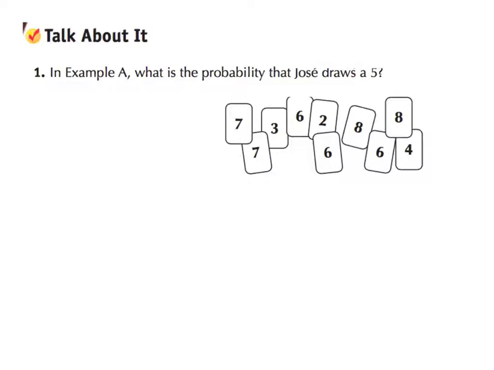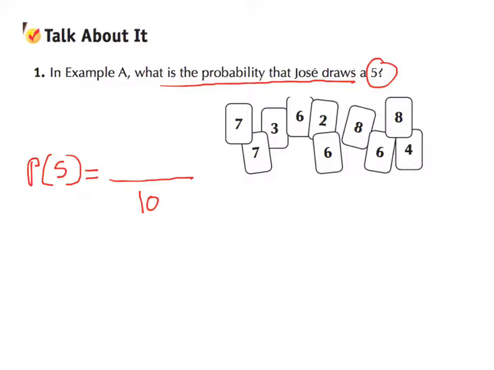In example A, the cards one, what is the probability that Joe draws a 5? So we are finding the probability of drawing 5. Total, how many cards are there? 10. We are looking for 5. How many cards are numbered as 5? There is none. So it is 0 because we don't have a card with the number 5.